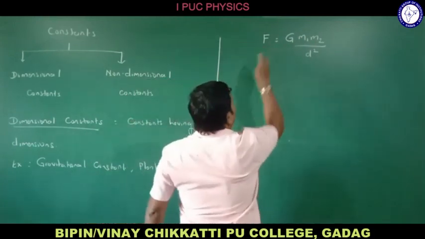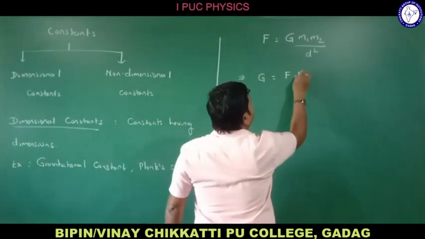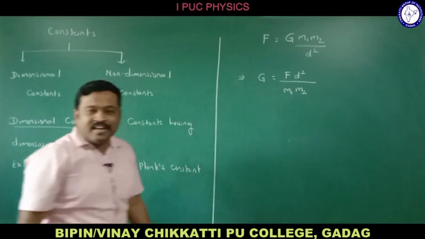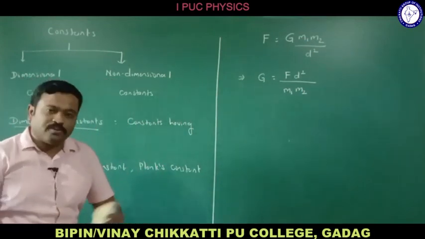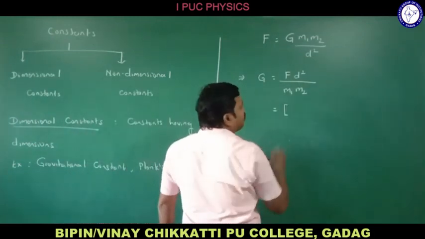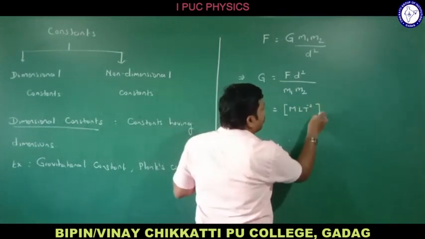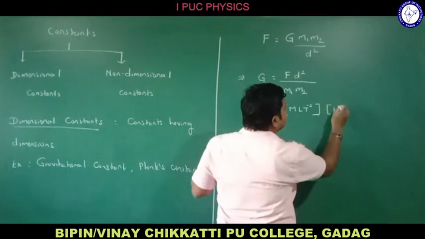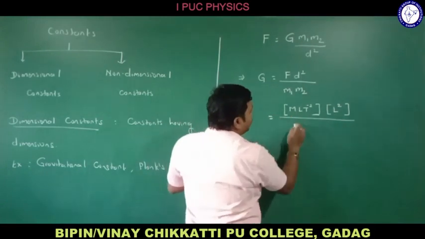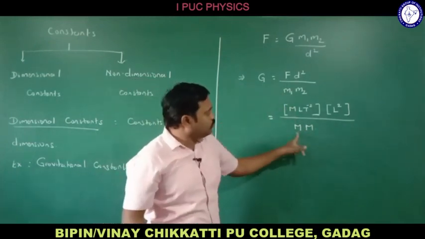Okay, first let me write G equal to, what do you get? G equal to F d square divided by m1 m2, since m1 m2 will come to the denominator. Now we can easily find dimensions. Write the dimension for force. What is the dimension for force? Mass into acceleration, that is M L T raised to minus 2. What is the dimension for distance? L square, right? Distance is nothing but length. Divided by m1 m2, so we get M and M.